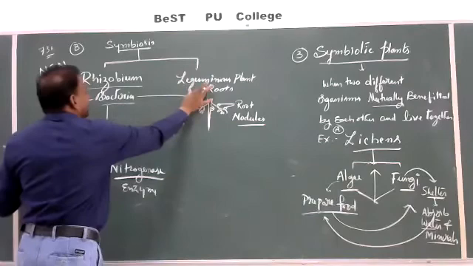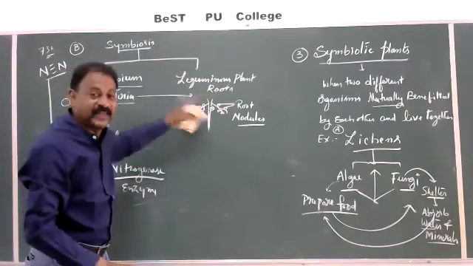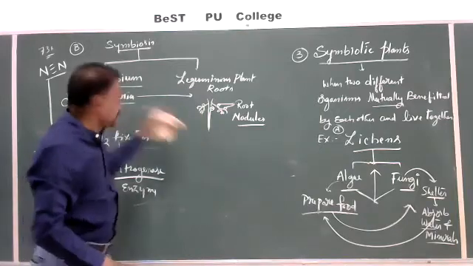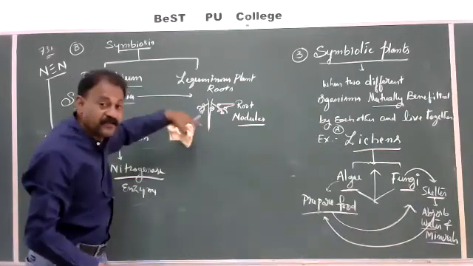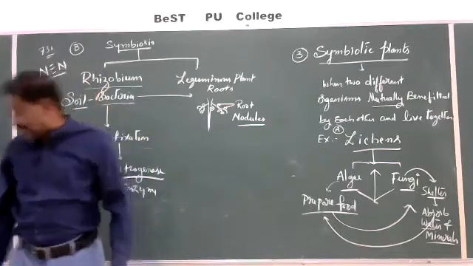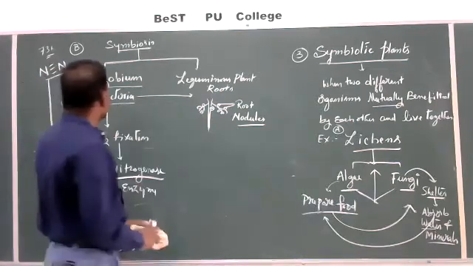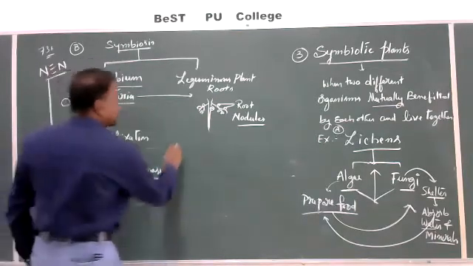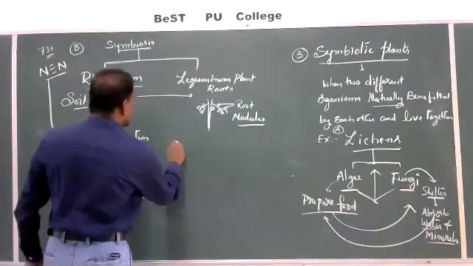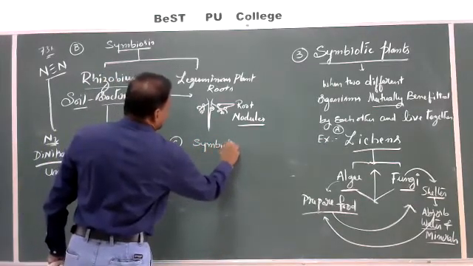So the plant root and the bacteria, two different organisms, were living together. Living together is called symbiotic association, symbiotic relationship. And I wish to give another example of symbiosis. Third example of symbiosis, symbiotic association.